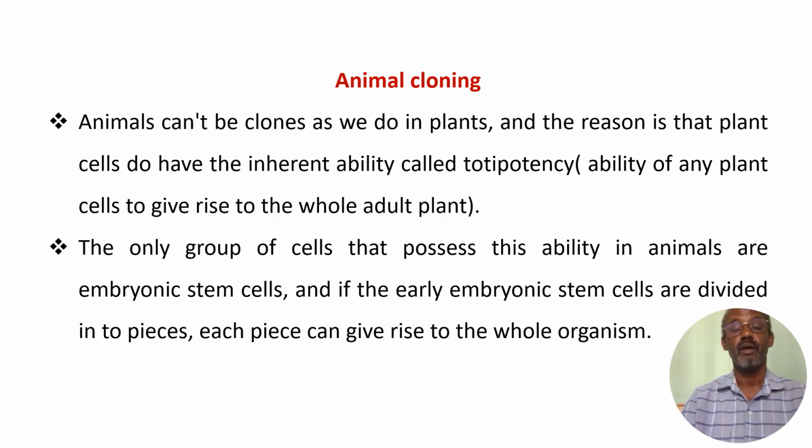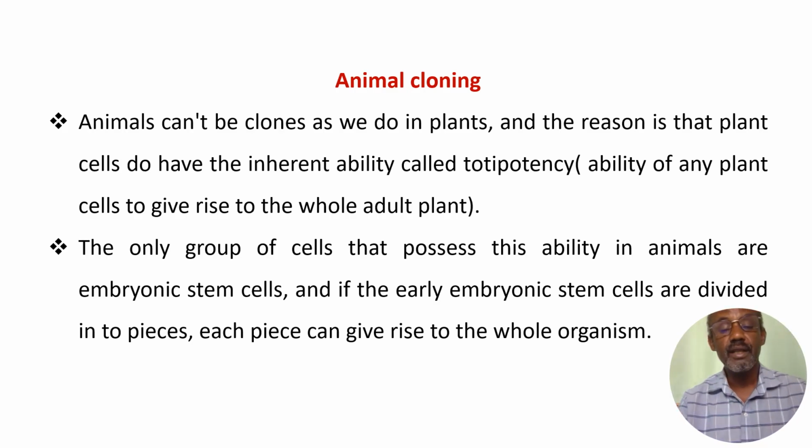When it comes to animals, animal cloning is difficult. In a natural setting, just like the way we cloned plants by tissue culture, we can't take any cell from any part of an animal and get the whole animal. The reason is that plant cells have the inherent ability called totipotency, the ability of any plant cell to give rise to the whole adult plant. We don't have that power. Our cells do not have that totipotency.